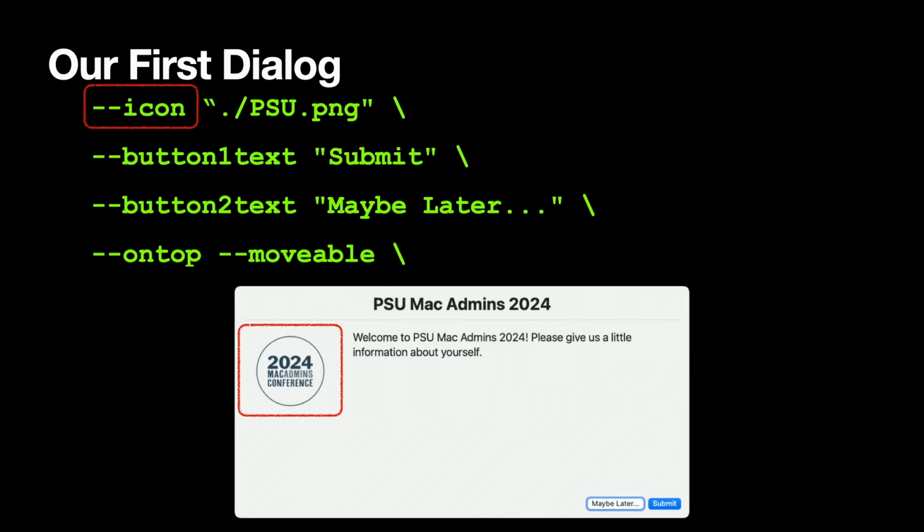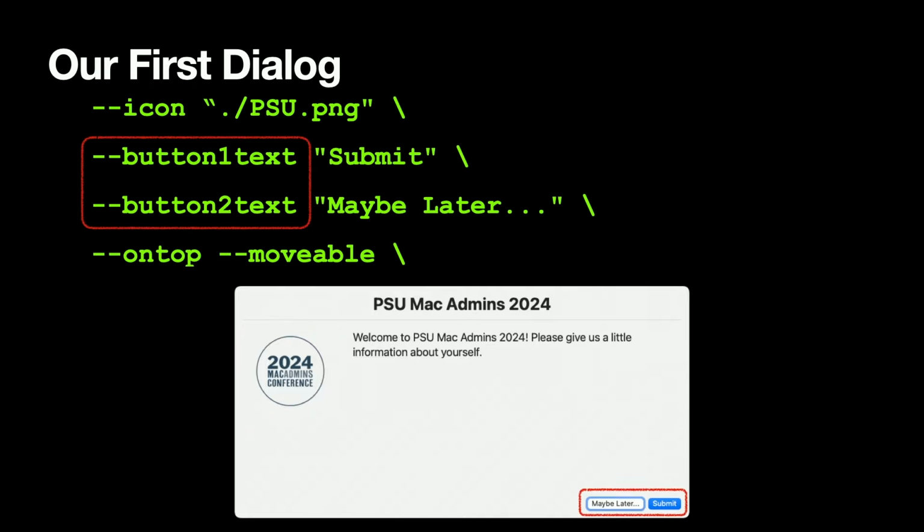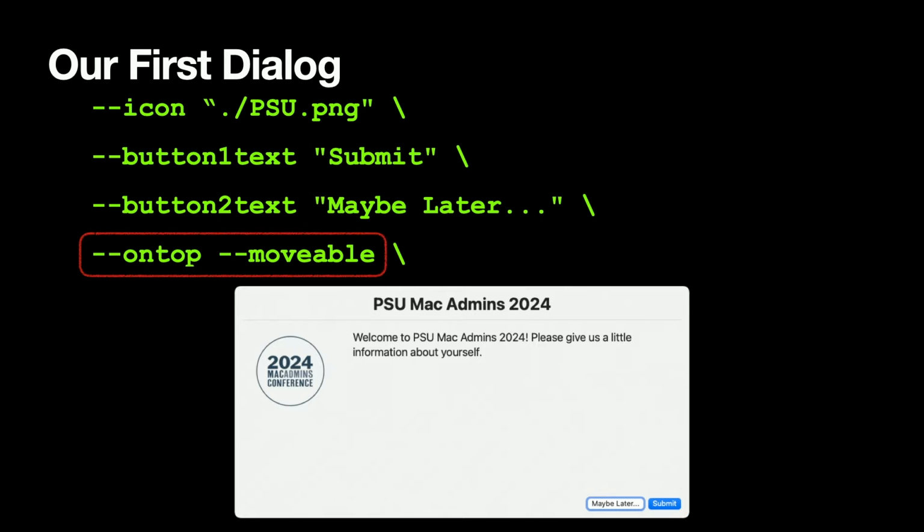Next, I've given it an icon that I want it to use and given it a path to a local file, and swiftDialog will use that in its icon area. I've told it I want 2 buttons and I want them to say these things. Those buttons, when clicked, provide you exit codes so that you can use that exit code in a management script to change your logic depending on whether a user clicked button 1, button 2, or there's a button 3 as well. And last, I've added ontop and movable.